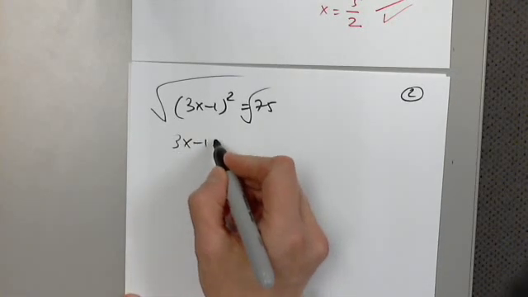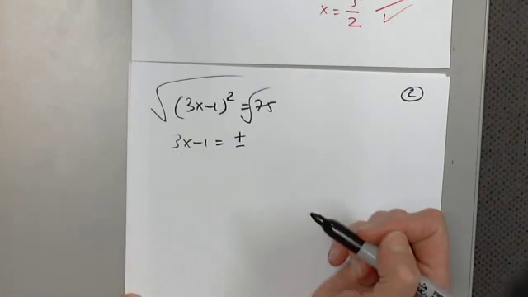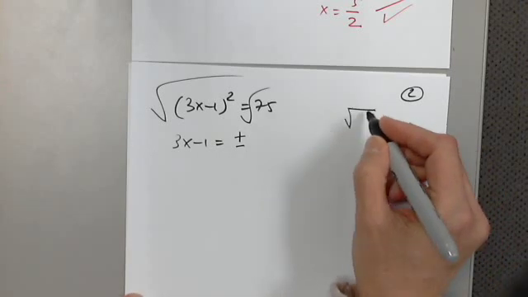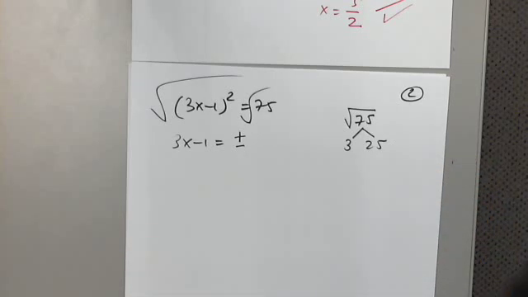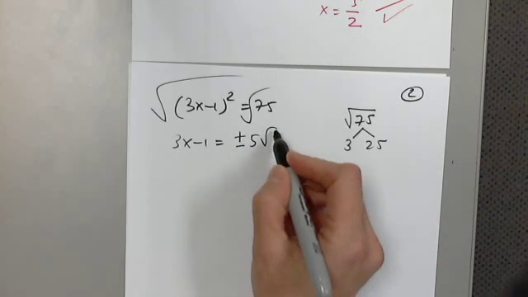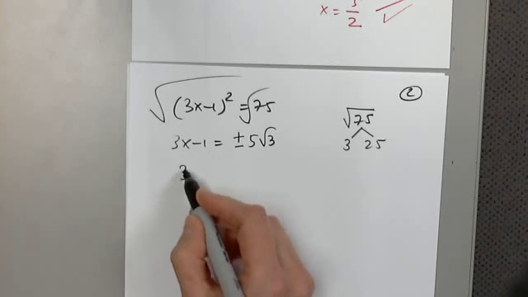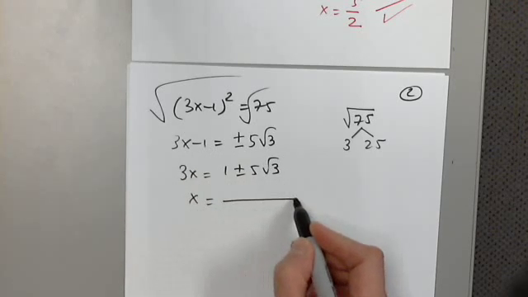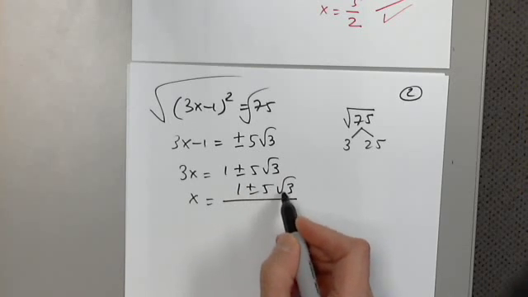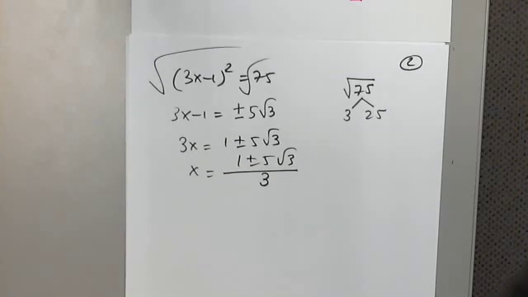So this is 3x minus 1. I have to write plus or minus, and I have to simplify the square root of 75 into 3 times 25. Very good. 5 the square root of 3 indeed. I move 1 and divide by 3. Any questions?